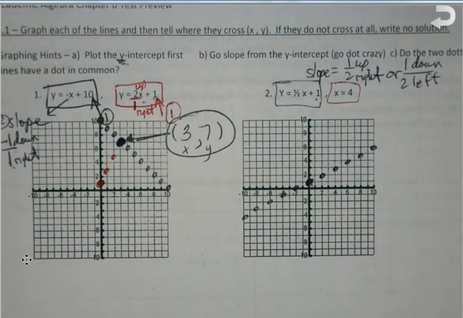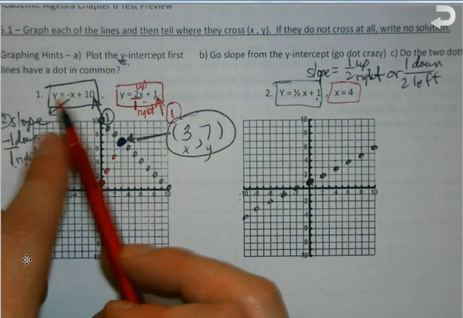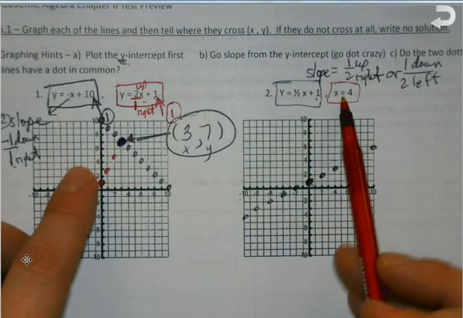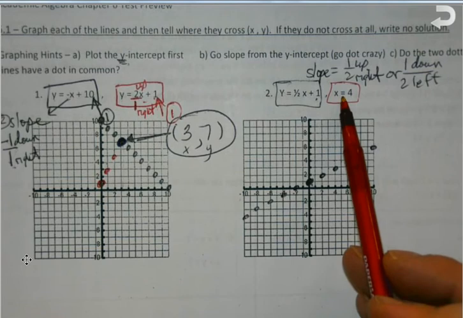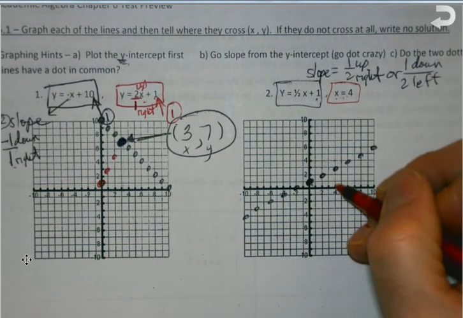Now here's the one that's tricky. Notice every equation we've had so far has had y and x, y and x, y and x. Well, this one just has x. So again, these work. It says x equals 4. So I go to where x is 4 and I'm going to put a dot.